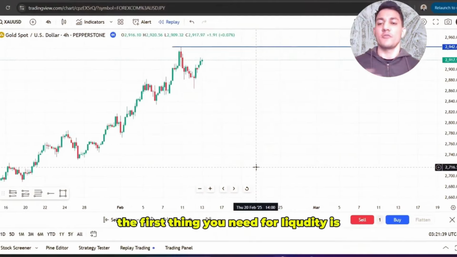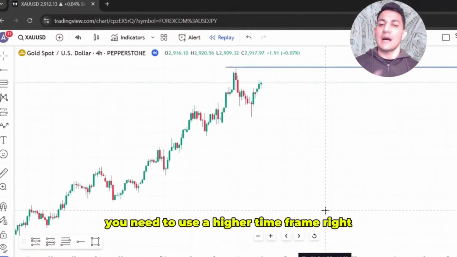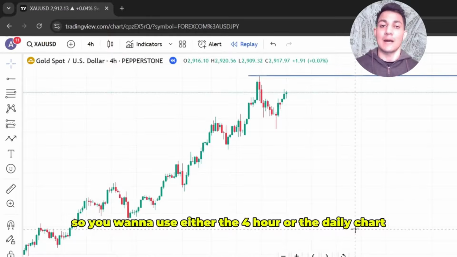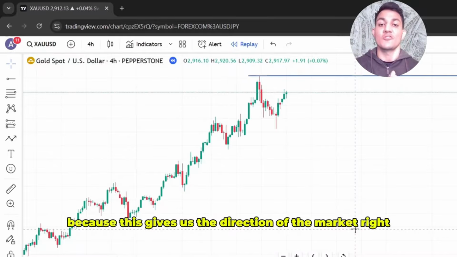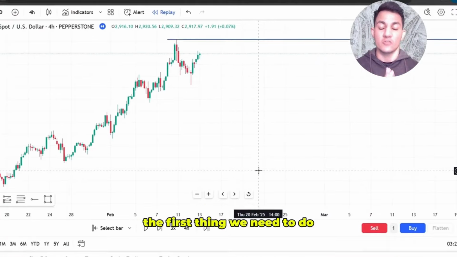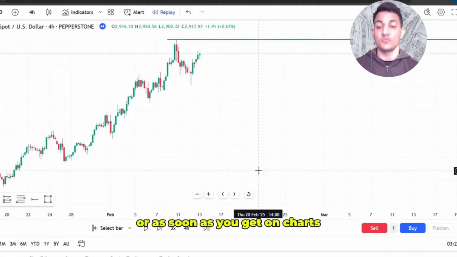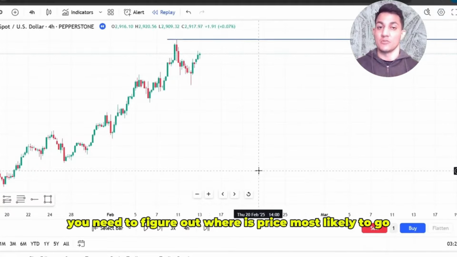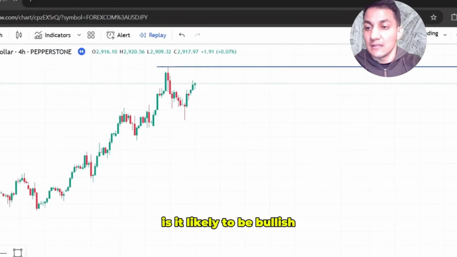Okay, so the first thing you need for liquidity is to use a higher time frame, right? You've got to use either the 4-hour or the daily chart, because this gives us the direction of the market. The first thing we need to do as soon as you get on the charts is have a direction. You need to figure out where price is most likely to go. Is it likely to be bullish, right?